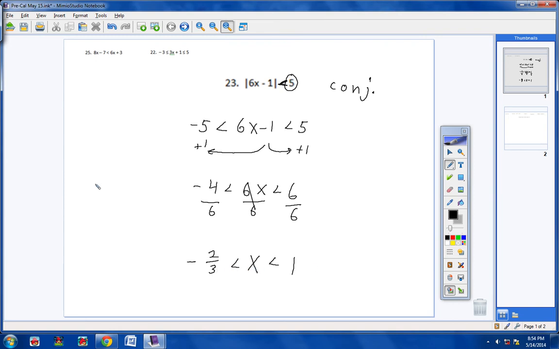If you were to graph that, you would have negative 2/3 here, it'd be an open point. You would have positive 1 over here, it'd be an open point. X is greater than negative 2/3, so we're going this way. X is less than 1, so we're going this way. So there's your graph right there in between those two numbers. Okay, so that's how you graph. We've looked at 3 problems, okay?